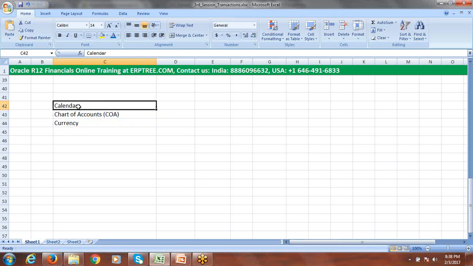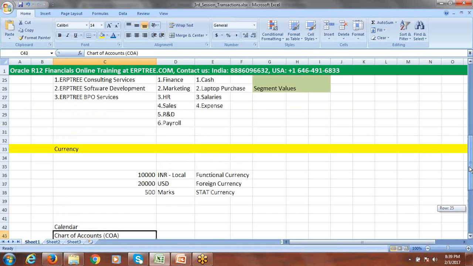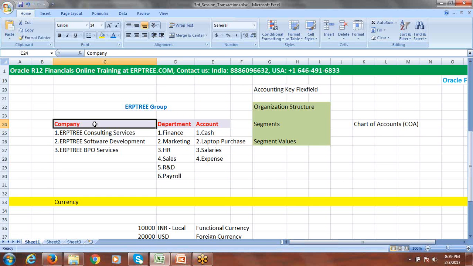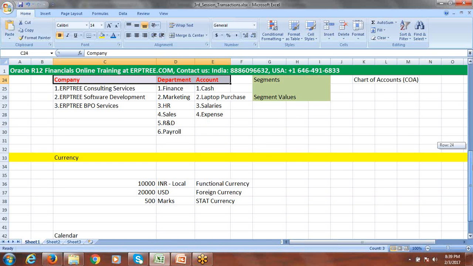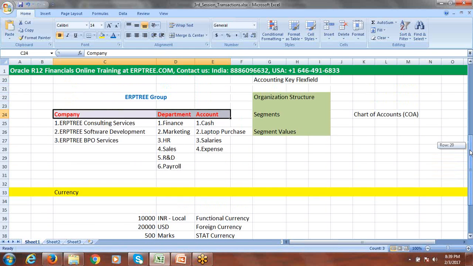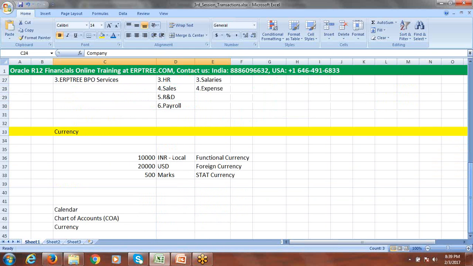Already we discussed we have to create our own calendar, and we have to create our own chart of accounts. Just now we took a simple example. Here we took 3 segments: company, department, account. Depending on the company, we'll decide how many segments we require. I'll discuss that in detail in upcoming sessions, but now you need not worry about it. Here you have to understand the meaning of segments.